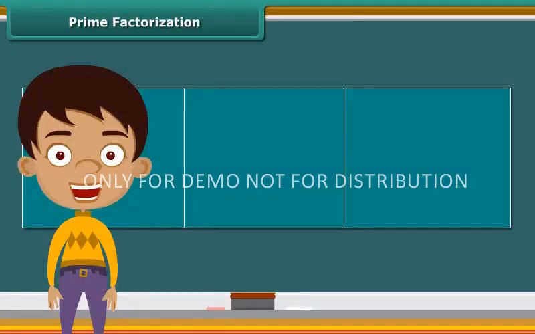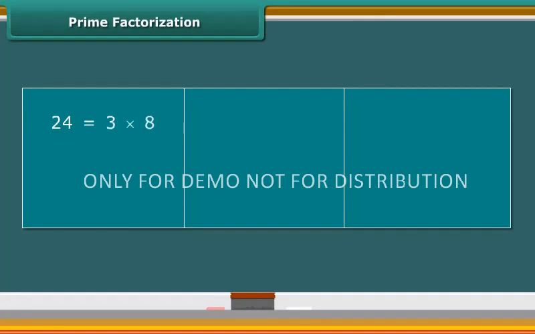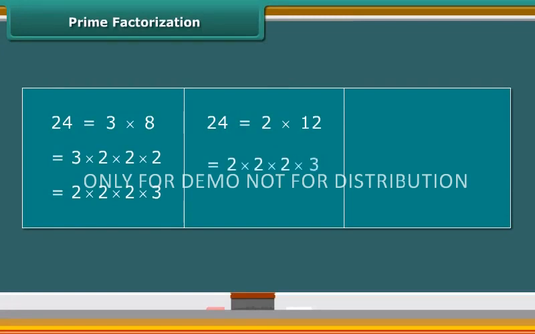When we express a number as a product of its factors, we say that the number has been factorized. Thus, when we write 24 as 3 into 8, we say that the number has been factorized. The factor 8 can be further factorized as 2 into 2 into 2. Thus, 24 can be written as 2 into 2 into 2 into 3. We can also write 24 as 2 into 12. In this case, the factor 12 can be further factorized as 2 into 2 into 3. Thus, 24 can be written as 2 into 2 into 2 into 3.